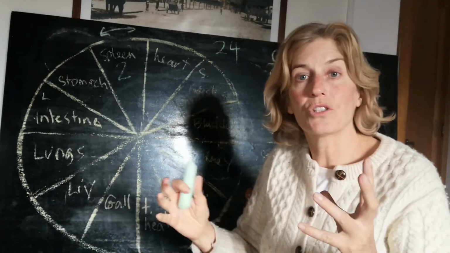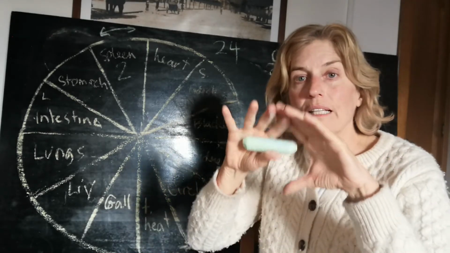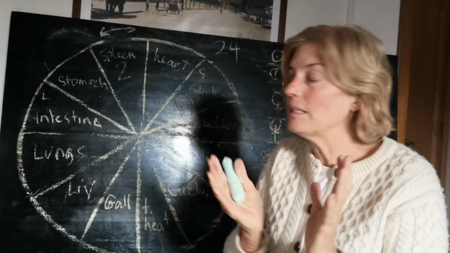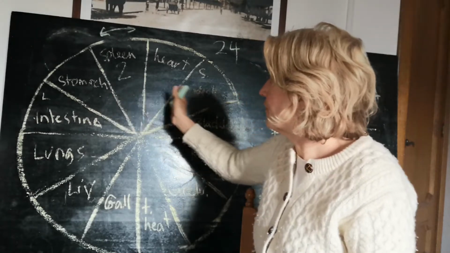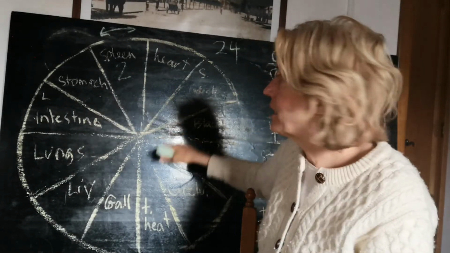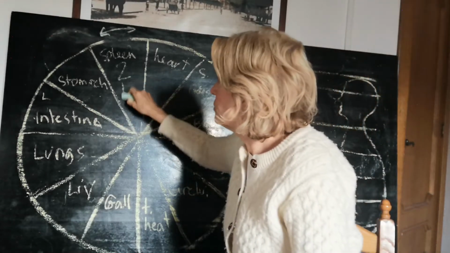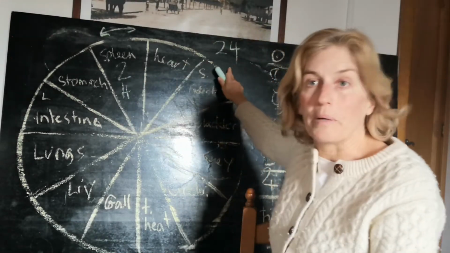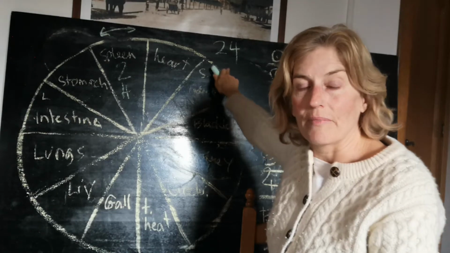So it isn't long and short. It's all equal. Okay, that's really important. Each section of the wheel is equal. 12 sections, all equal. They all take 2 hours, and they create a 24-hour cycle.